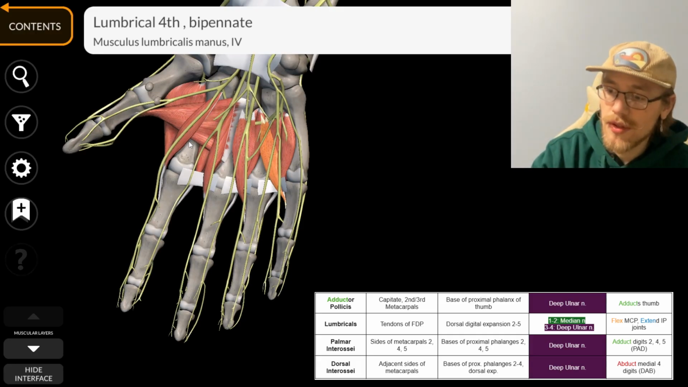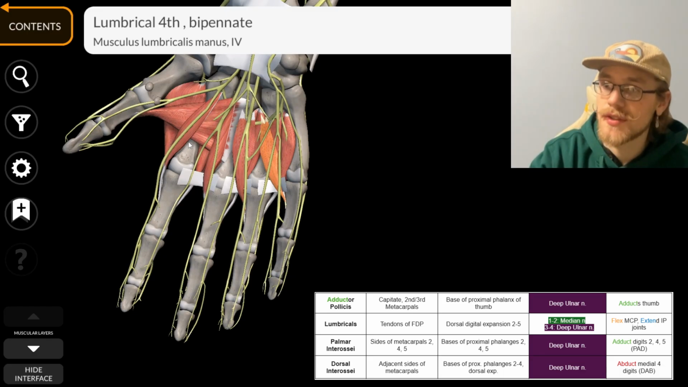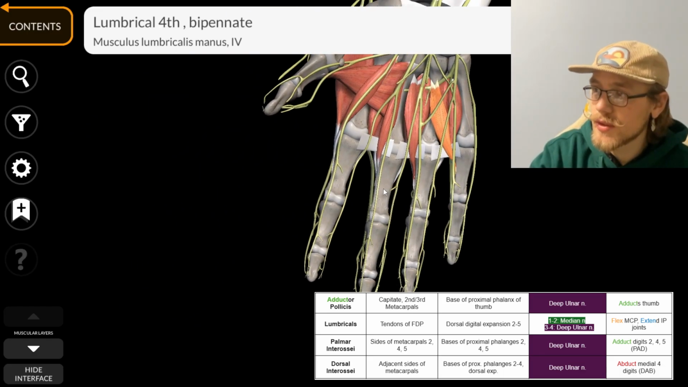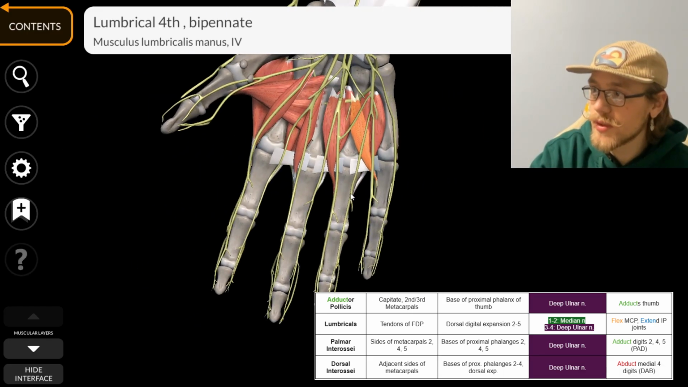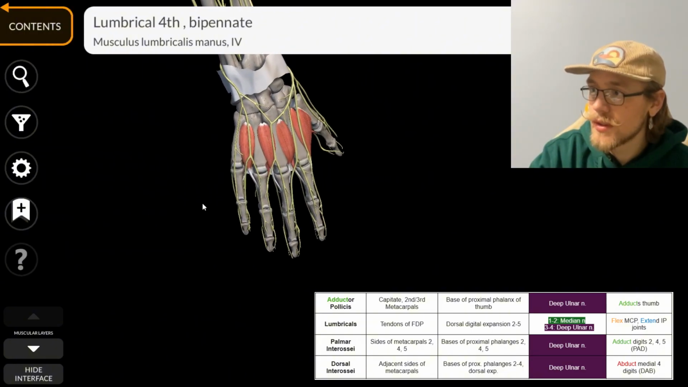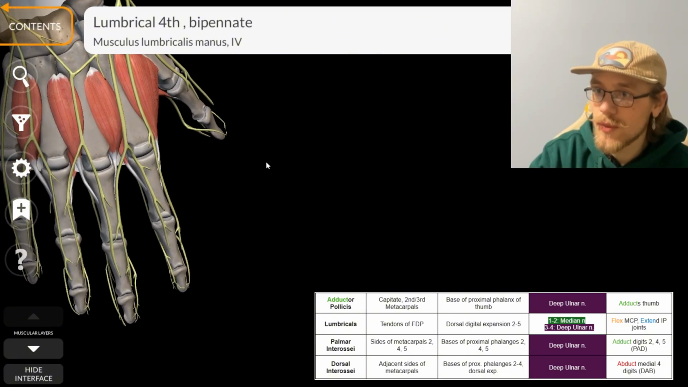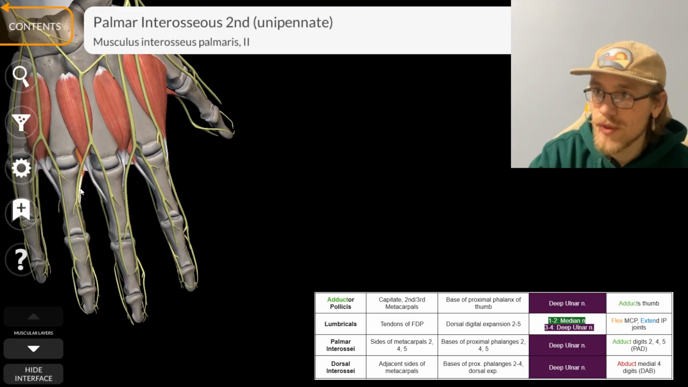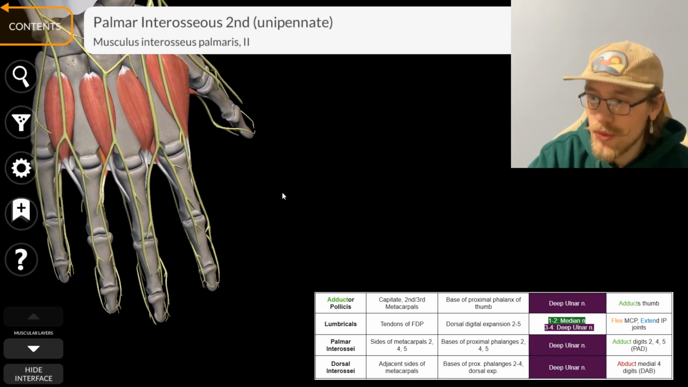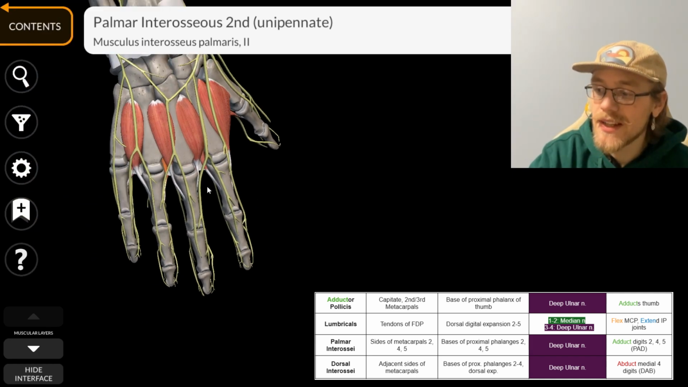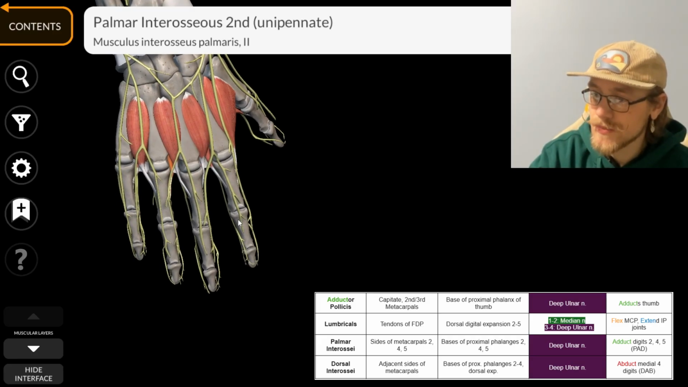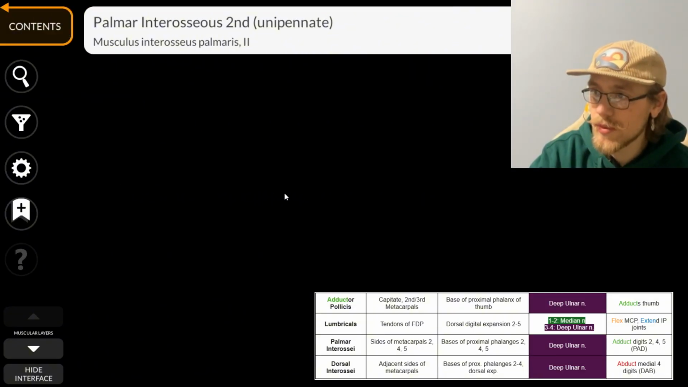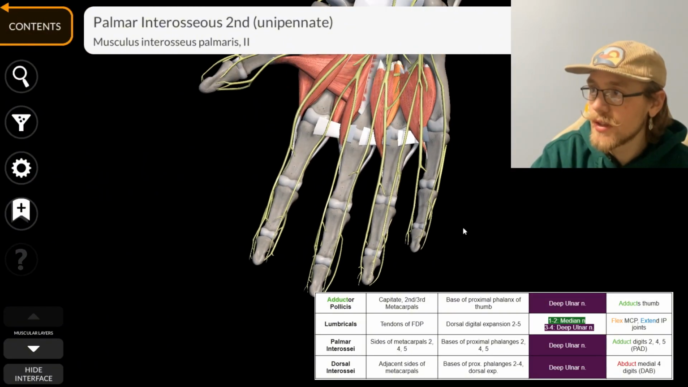They go to the dorsal digital expansions of 2 through 5. So if we look dorsally, even though they start here, you can see that's where they kind of go to. You can see this guy has wrapped around, boom. They are going to flex the MCP and extend the IP. So flex this guy and extend that guy. Flip it all the way back around here.